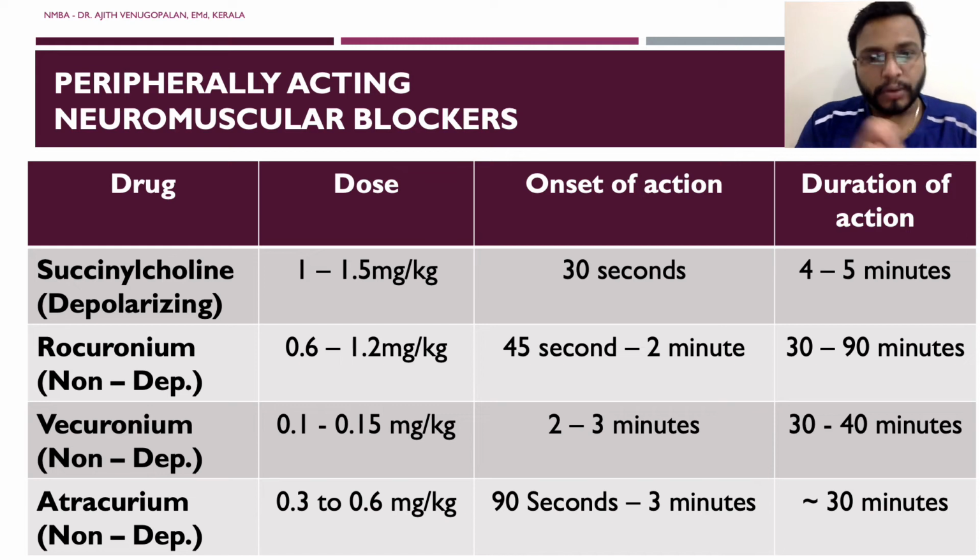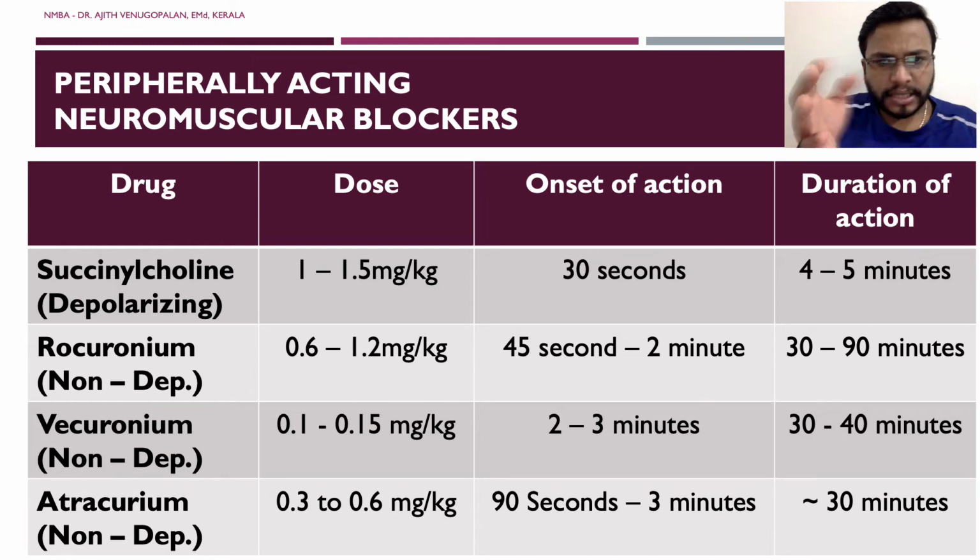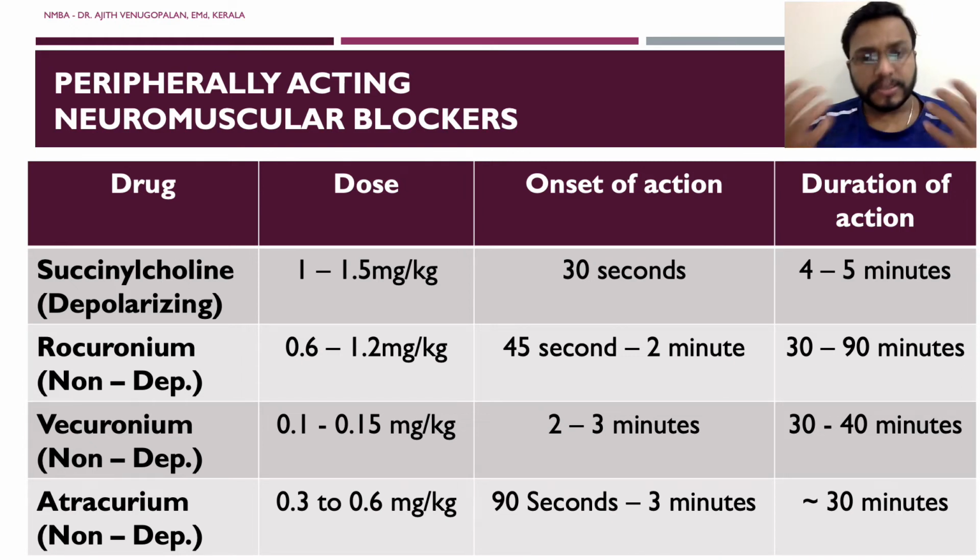Its dose is 1 to 1.5 mg per kg with an onset of action within 30 seconds. It has one of the most rapid onsets of action with a short duration of action. So even if we cannot intubate in any situation, we can just keep on ventilating, and within 4 to 5 minutes its action wears off, mainly because of the pseudocholinesterase action and all those things we have discussed earlier. Succinylcholine has been a long-standing drug, and it can produce a very smooth intubation environment.